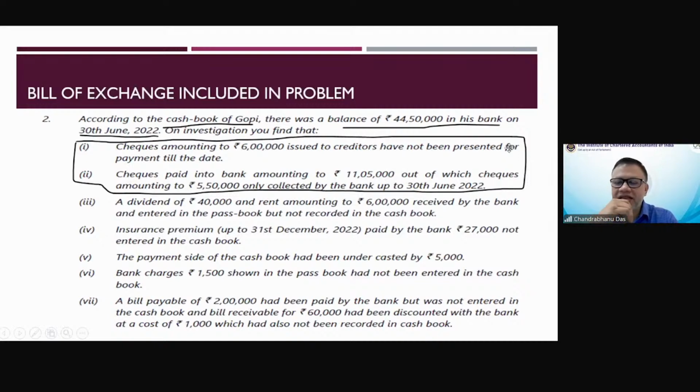Can anybody identify the errors? Yes. So the payment side is undercasted by 5,000. That is the error. Correct. Then the bill receivable has not been entered in the cash book, sir. Bill receivable, yes, for 60,000 discounted with the bank. The cashier has received the amount before only, no, sir.